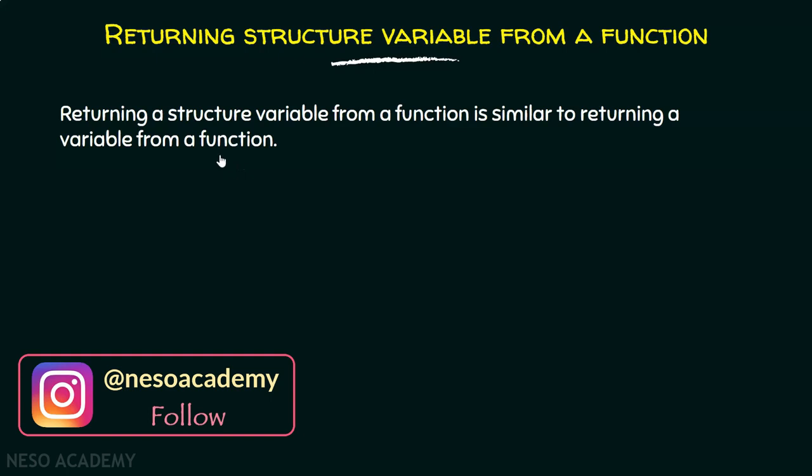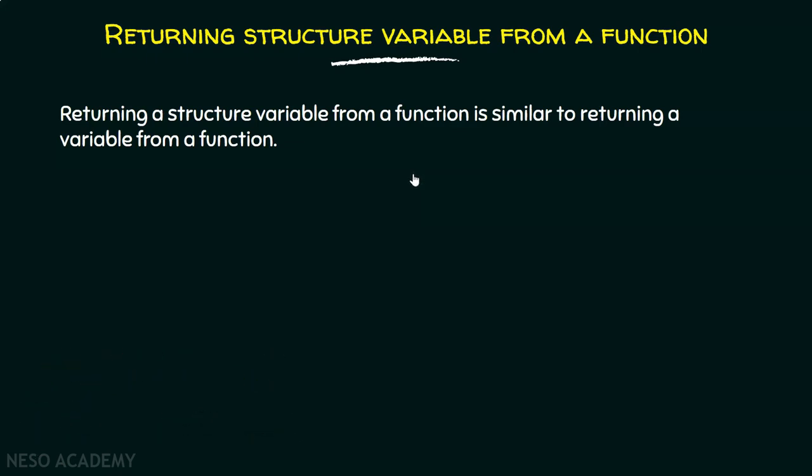Returning a structure variable from a function is equivalent to returning a normal variable from a function. It is as simple as that. Now here let's consider one example which helps us to understand how to return a structure variable from a function and how it looks like.